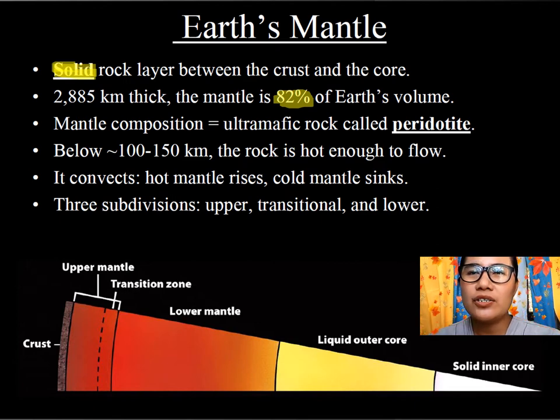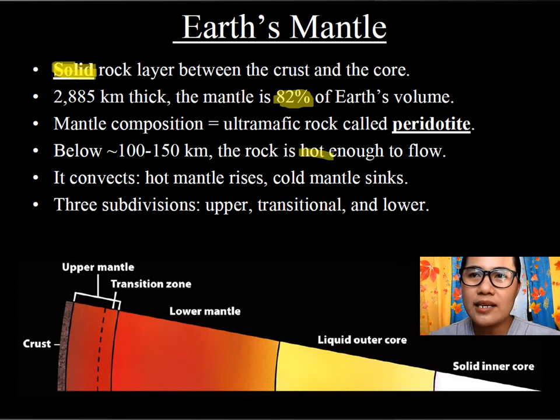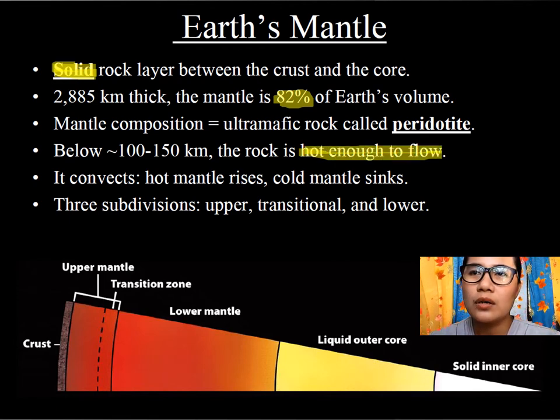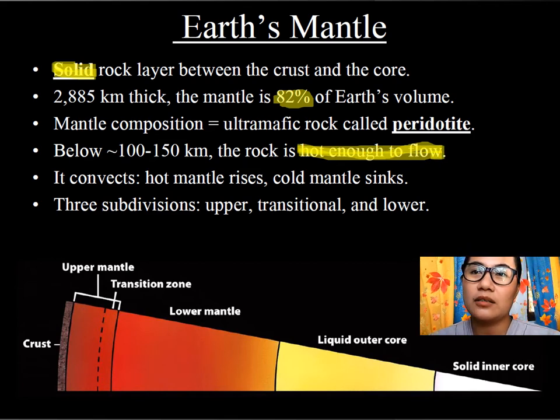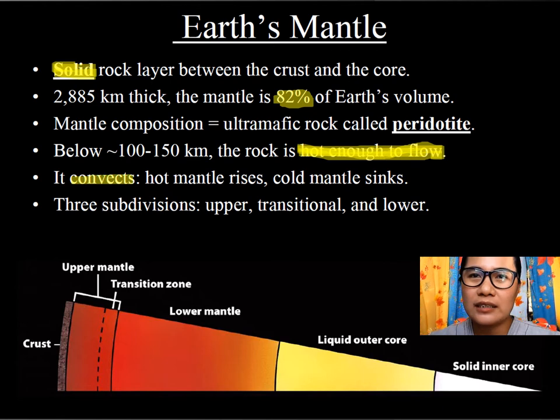Below 100 to 150 kilometers, the solid rock of the mantle is hot enough to flow. So, murag chocolate na malanay, pero solid ang composition. Solid na ang chocolate, no? Pero malanay siya. It convects. Unsa man meaning ana nga convect?